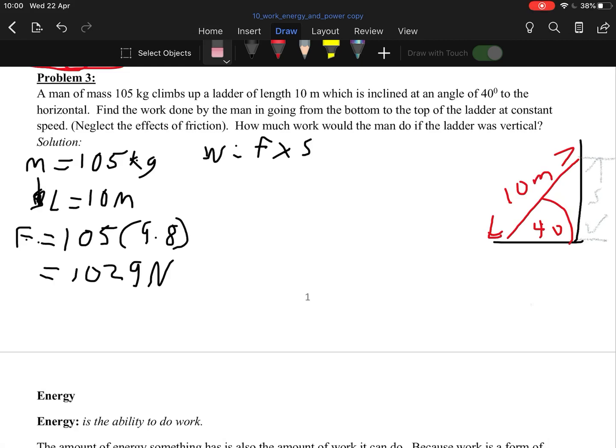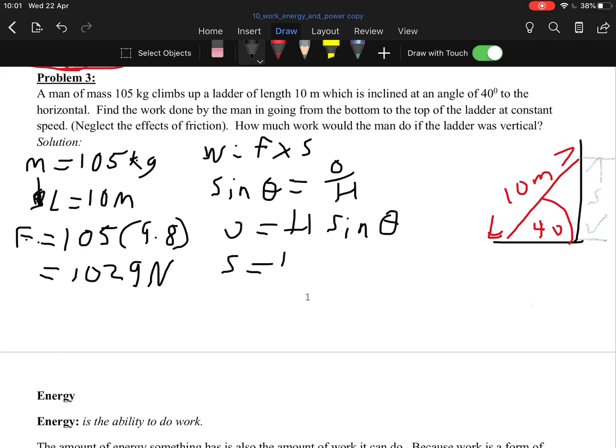So we simply use trigonometry. Okay, so we use trigonometry on this. To find S, if we're going to do trigonometry, we go with sine. Okay, so sine of our angle equals the opposite over the hypotenuse. We're looking for the opposite, so the opposite is equal to the hypotenuse times sine of the angle. So that's going to be our displacement, 10 sine 40.